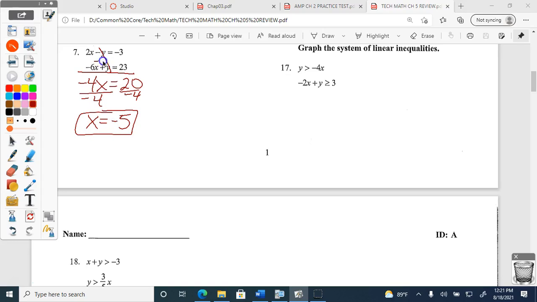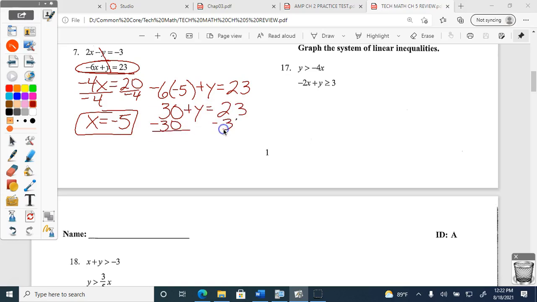And then we take that and plug it in to get y. So I'm going to plug it into this bottom equation right here. Negative 6 times, what is x? Negative 5, we just found it. Okay, I'm substituting it in. Plus y equals 23. So negative 6 times negative 5 is positive 30. Plus y equals 23. And you subtract 30 from both sides, and we get negative 7. So negative 5 and negative 7. Make sure that's right. That is right. Good.